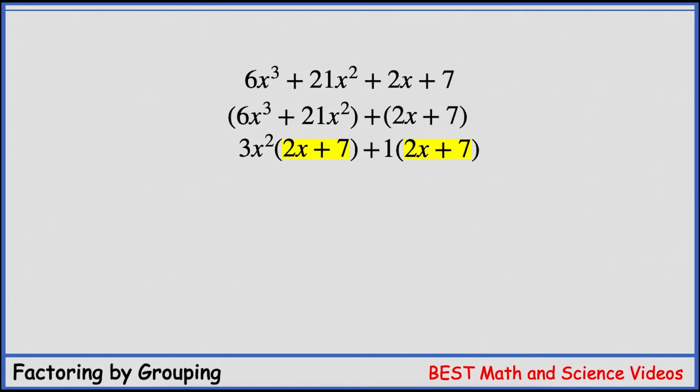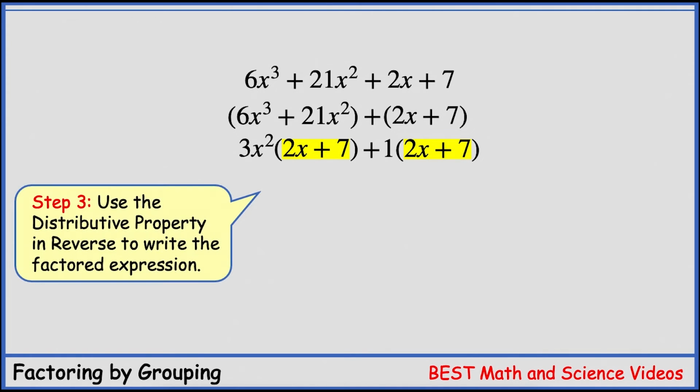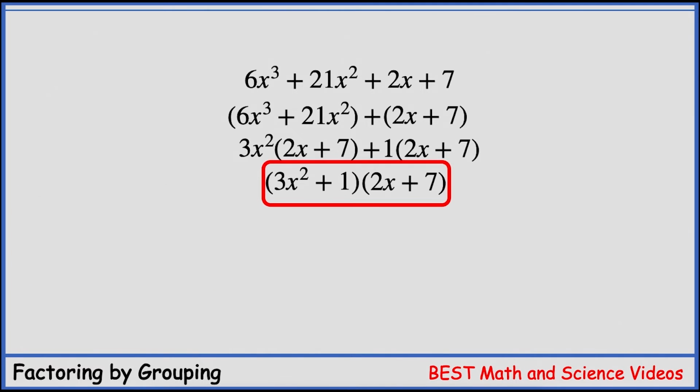This shows that you can now use step 3. Use the distributive property in reverse by rewriting the parts in common, 2x plus 7, and multiplying it by the sum of the outside parts, 3x squared plus 1. And this is the factored form of the expression.